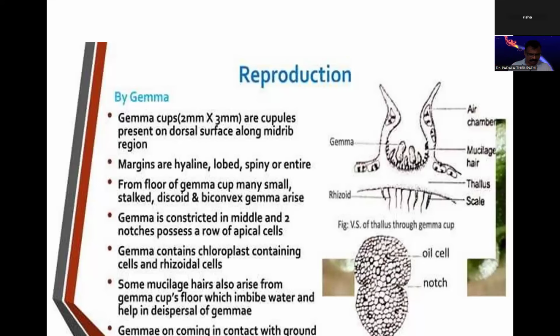Gemma, on coming in contact with the ground or substratum, develops into a new plant. Each gemma can give rise to one or more Marchantia plants.